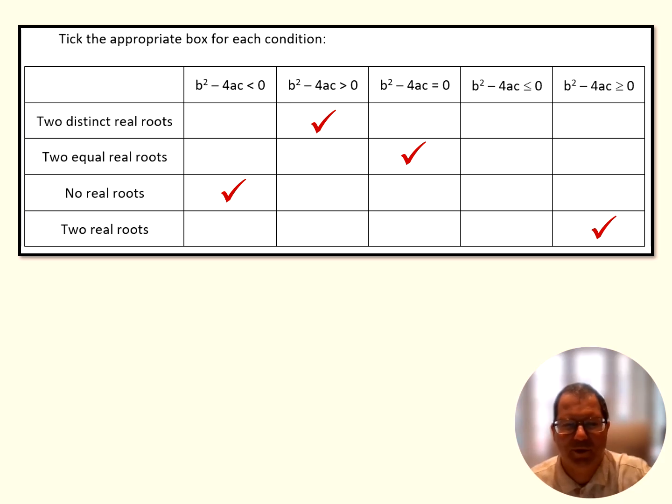So working from top to bottom, if there are two distinct real roots, then that means that b squared minus 4ac is positive. It can't be equal to 0, because if it was, there'd only be 1. If there are two equal real roots, or one root exactly, as you might call that, then b squared minus 4ac is equal to 0. If there are no real roots, then b squared minus 4ac is less than 0. If it just says there are two real roots, then they could either be distinct or equal, in which case b squared minus 4ac is greater or equal to 0.